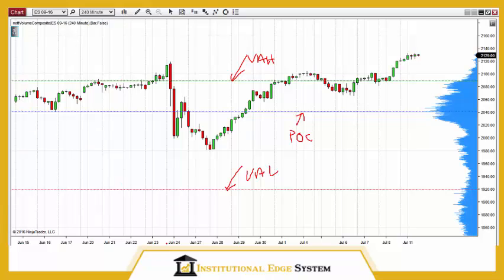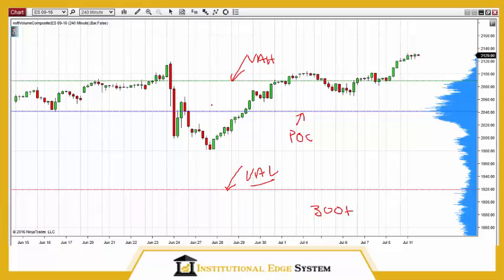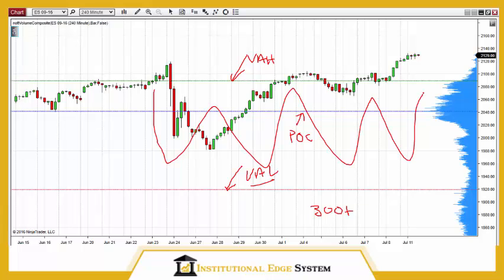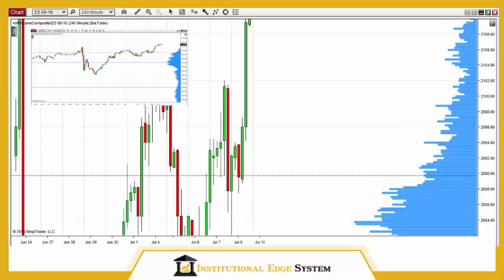Now, why is value area low all the way down here at the bottom? Well, this is a 300 plus day look back. So this is going to include everything that's gone on. This middle zone here over the course of the past 300 days, this is where we've seen the better majority of the volume. Well, what are we looking for? We're looking for prior rejection, and ideally rejection levels that are outside the value zone, outside this spot right here. If we're able to find that, we know what we should go into. We also know what we should steer clear of.